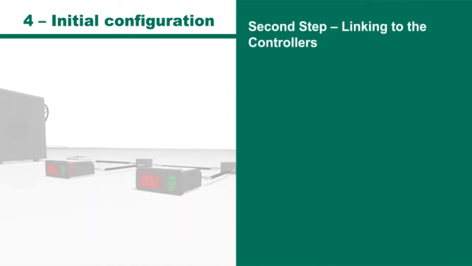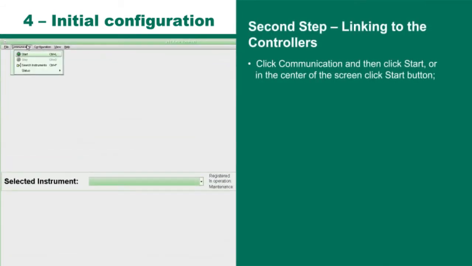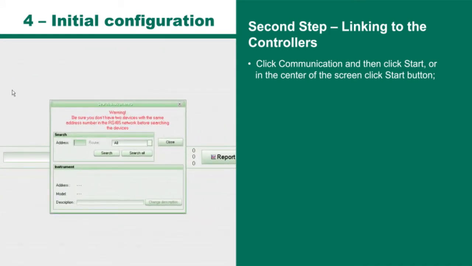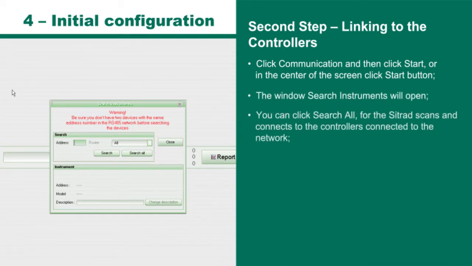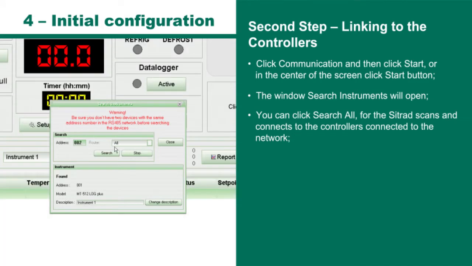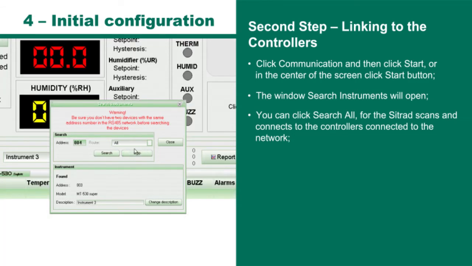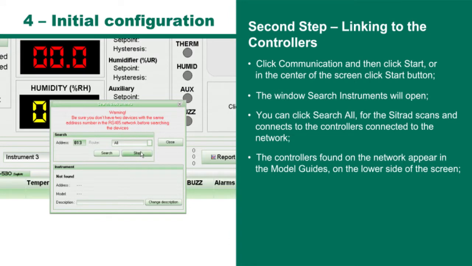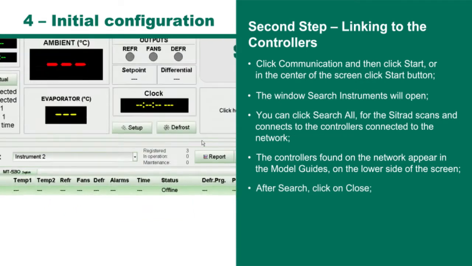Linking the controllers. Click Communication and then click Start, or in the center of the screen, click on the Start button. The Search Instruments window will open. You can click Search All so that Sitrad scans and connects to the controllers connected to the network. The controllers found on the network appear in the model tabs at the bottom of the screen. After the search, click on Close.